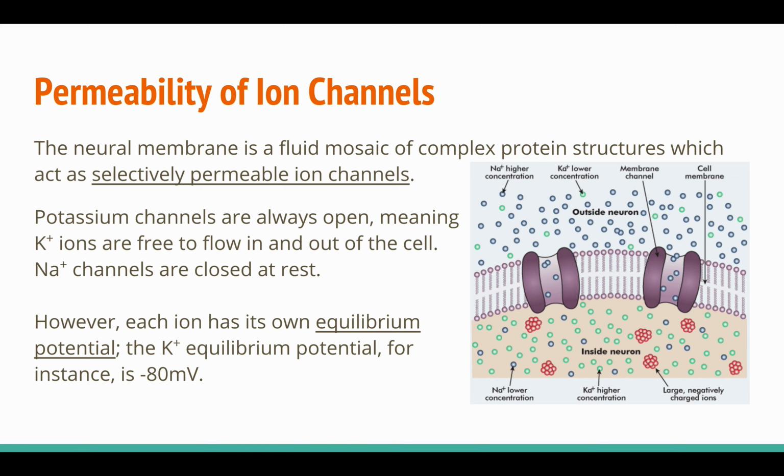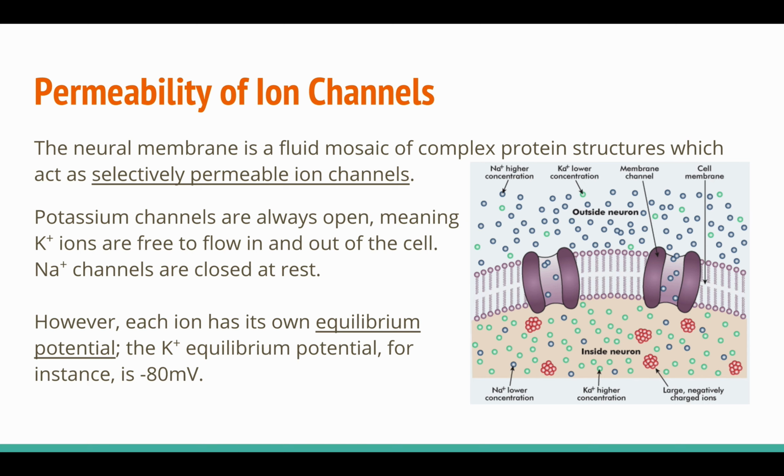Equilibrium doesn't mean the ion wants to be concentrated inside and outside of the cell equally. In fact, each ion has its own preference for how it wants to be distributed across the membrane. This is called the ion's equilibrium potential, and we'll talk more about it in a moment. But first, let's look at the structure of the neuronal membrane.